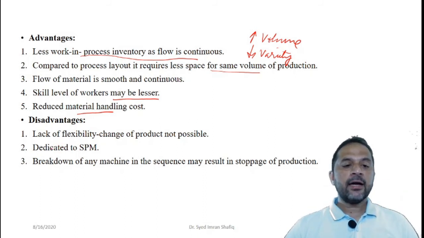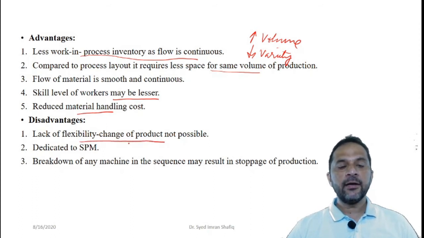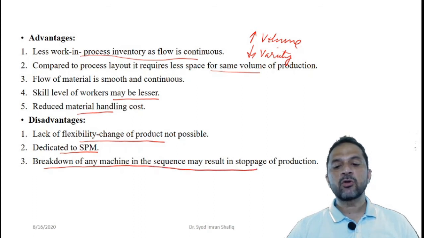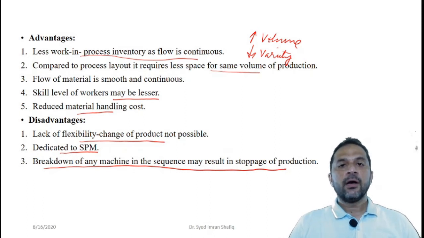And the disadvantage is that the lack of flexibility or change of the product is not possible, because it is dedicated. So if there is any change in the product, it is not very flexible. You have to change the entire line, and it is dedicated to special purpose machines only, generally speaking. And the biggest disadvantage is that the breakdown of any machine in the sequence may result in the stoppage of the production. So if in a production line of a product any machine breaks down, the production will stop. So these are some of the disadvantages of product layout.